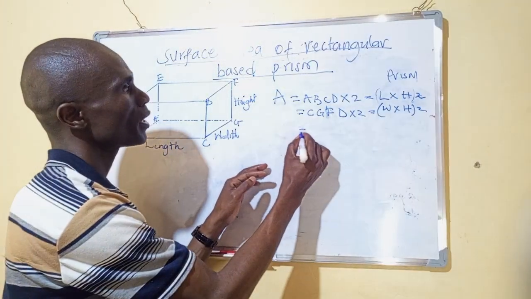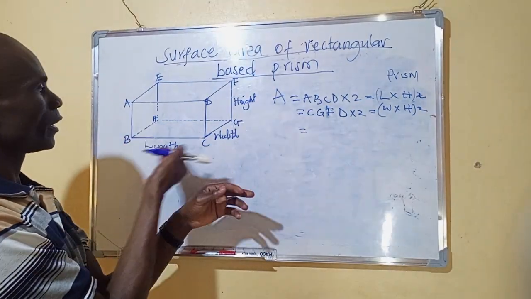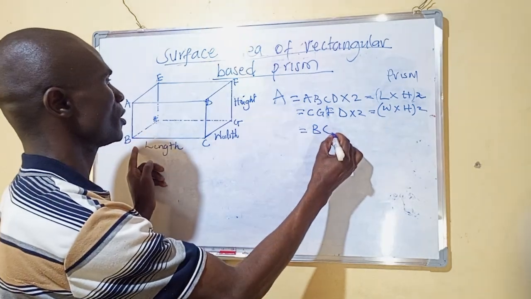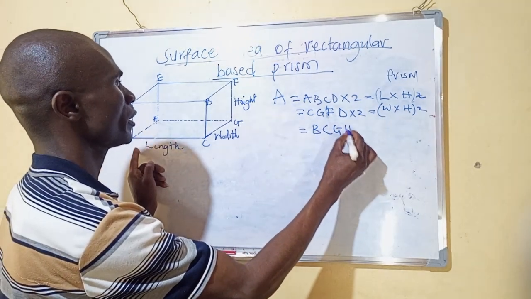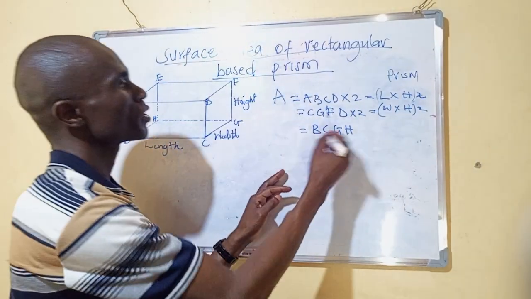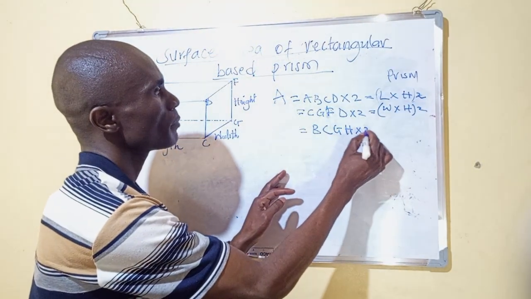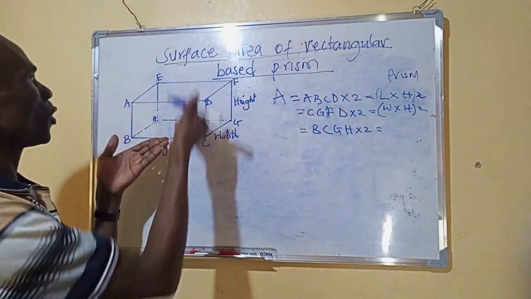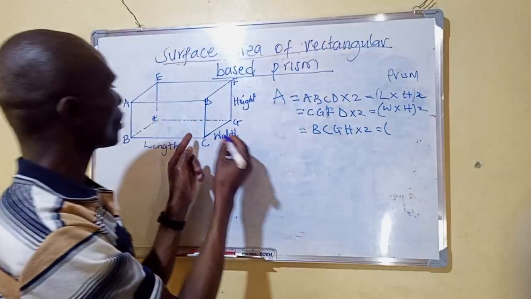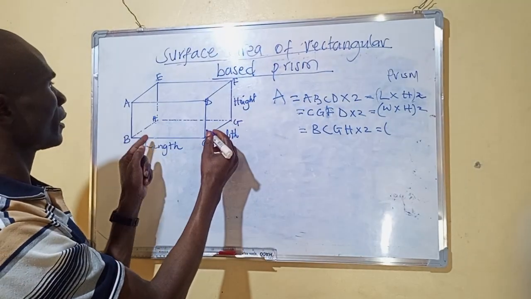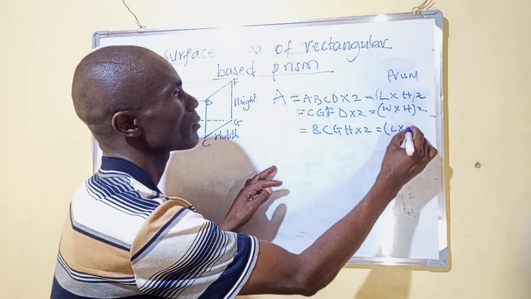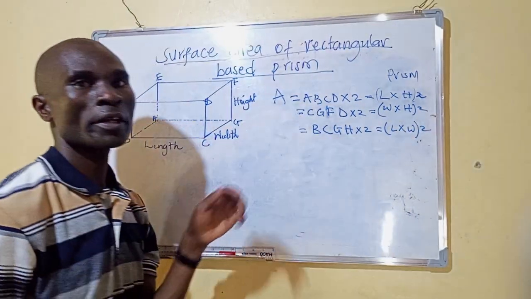Then lastly, we have the lower part, which is B, C, G, H, and the top one. They are the same. So we just take this one and multiply by 2, because we have the bottom and the top. In this case, this one gives us width and length, so it is also length times width. This one we also double.